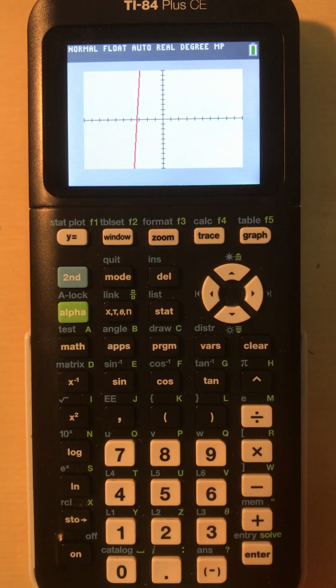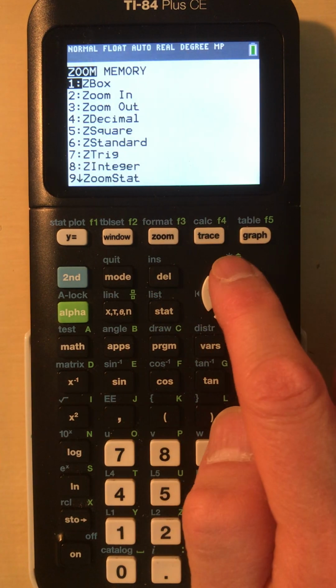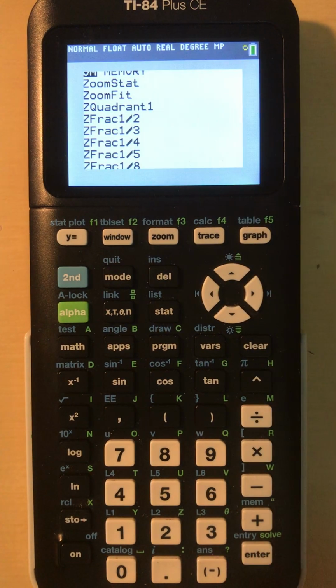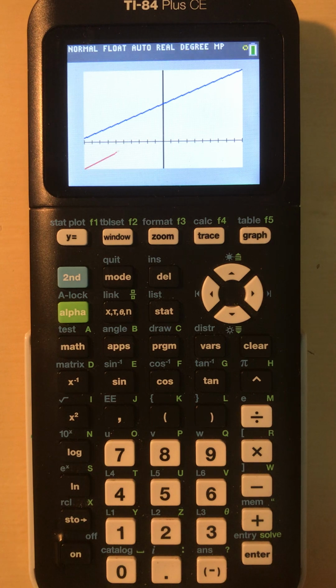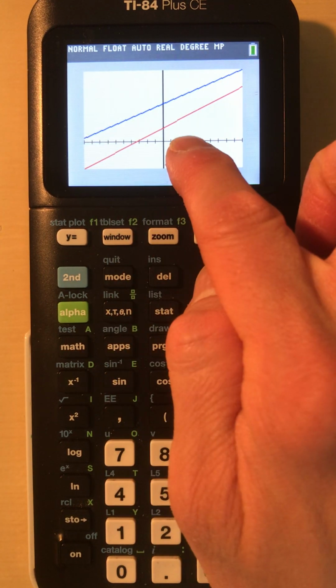It's not showing. Okay, so this is where we'll have to play with it. So I'm going to do this little trick. It's zoom, and then I'm going to do zoom fit. This doesn't always work, but you can try. Zoom fit. Okay, better, right? Now we see two lines clearly.